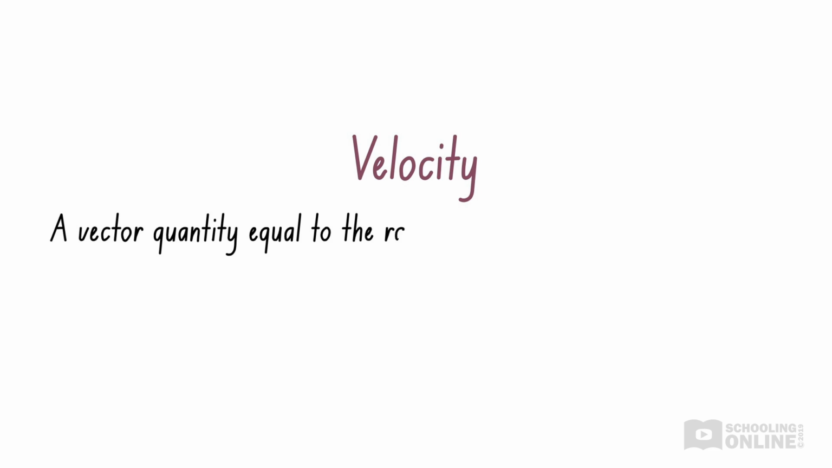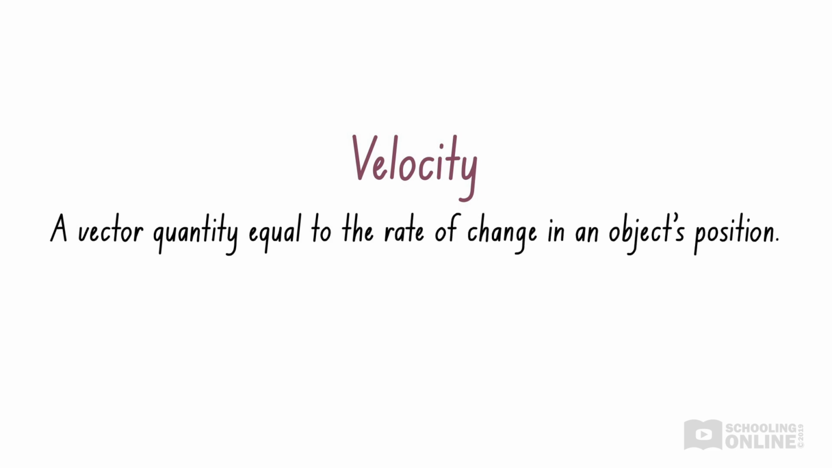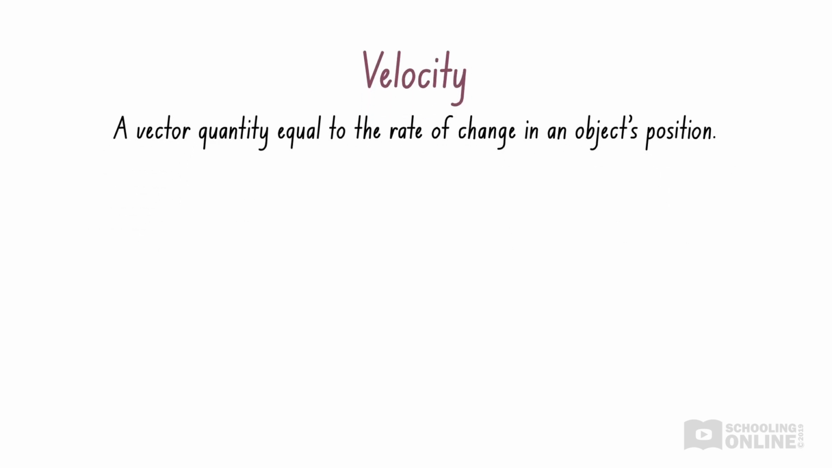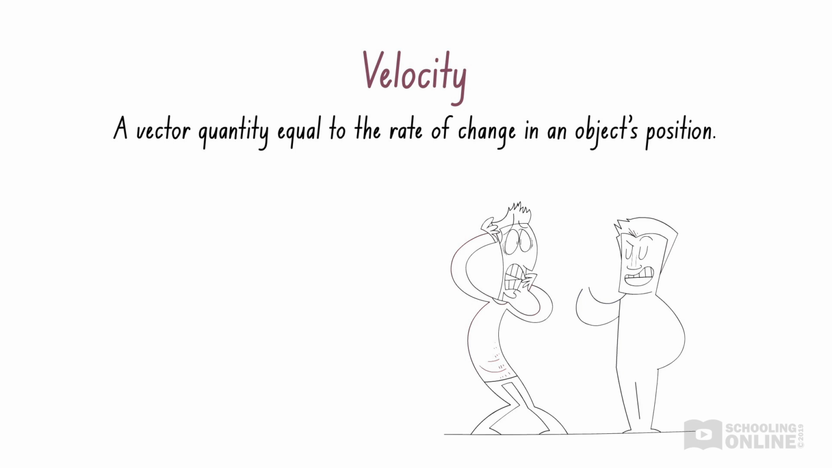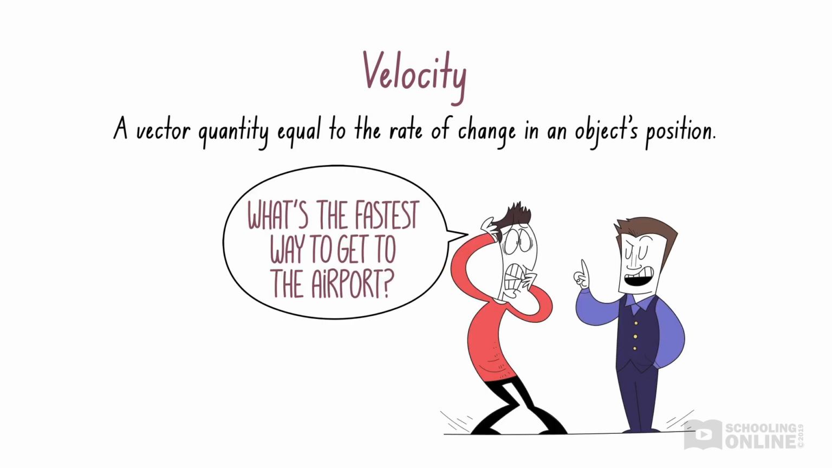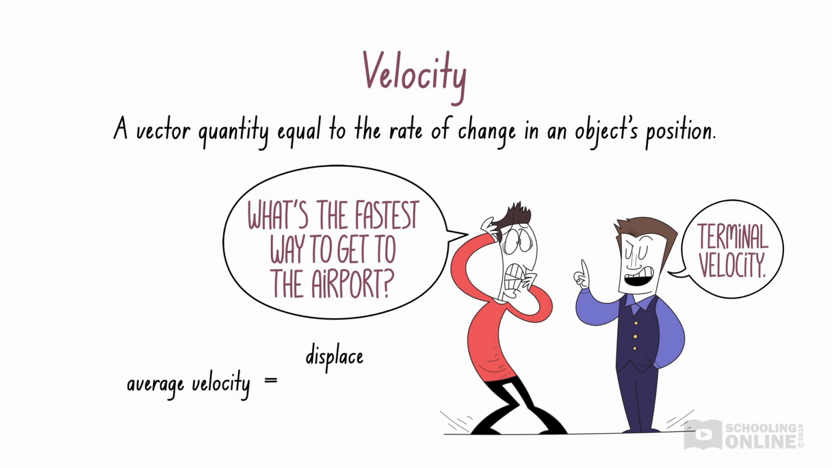It's time we take a look at velocity. Velocity is a vector quantity equal to the rate of change in an object's position. Since it is a vector, it has a magnitude, units, and direction. The SI unit for velocity is meters per second, while the direction is the same as the object's displacement. We can calculate the average velocity of an object using this equation. Just like before, it's an average because the object might speed up or slow down.